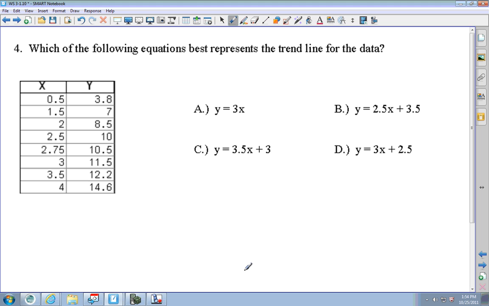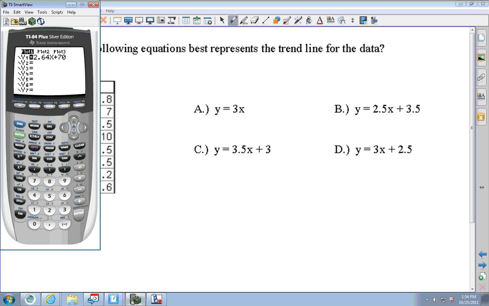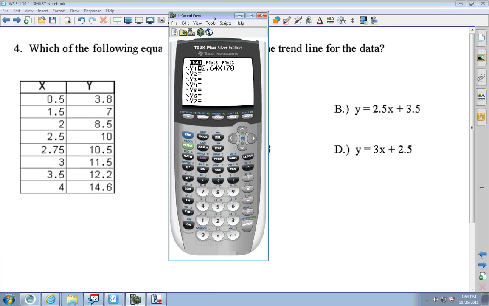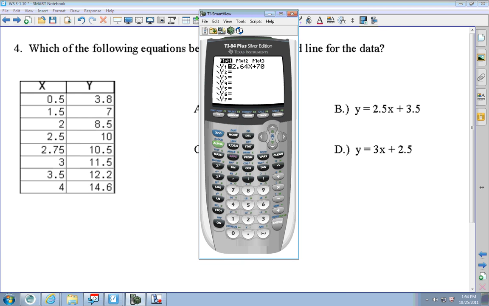Next problem. Here's the next one. It says, which of the following equations best represents the trend line? Okay. So what you're going to do, I'm going to grab my calculator here. Let me clear my memory. Second plus 7, 1, 2. Okay. Put this slate down. Let's go up here. What we're going to do to put these points in here, I'm going to press Stat and Enter. Let's put these into L1.